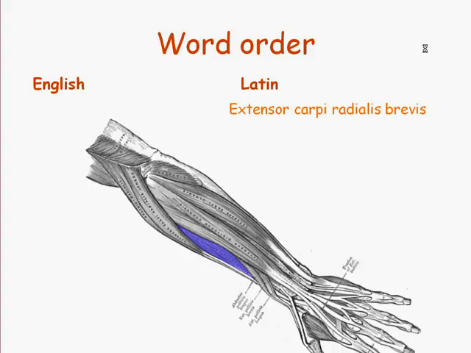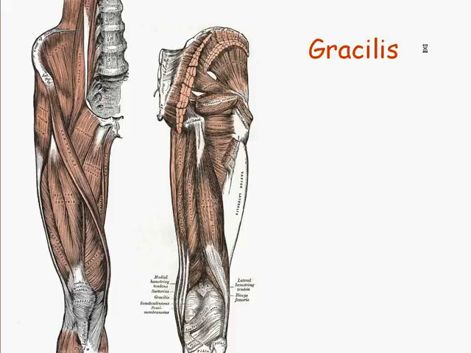And extensor, of course, is going to extend a part, that is, stretch it out. And carpi means of the wrist, remember carpal bones or the wrist bones. Radialis in this case means pertaining to or near or at the radius bone of the forearm. And then brevis we already know means short. So if we put that all together and translate it into a good English word order, it means the short wrist stretcher at the radius, which tells you an awful lot about that muscle, where to find it and what it does.